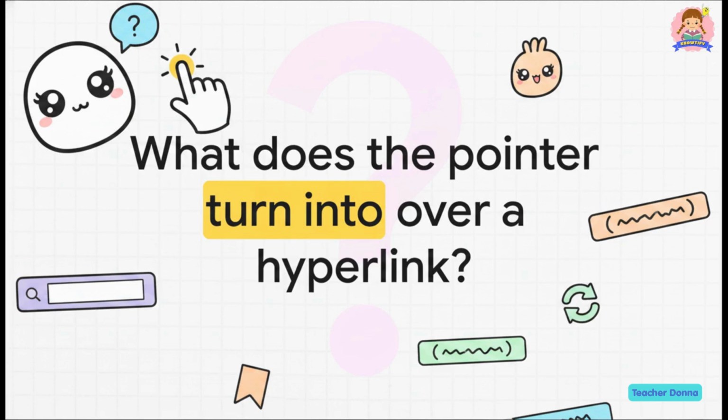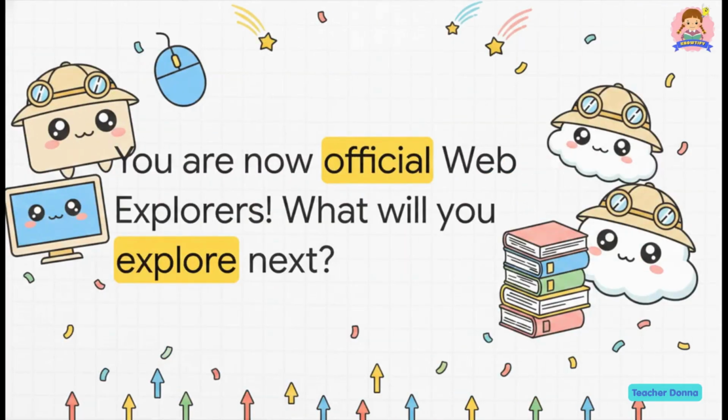That's absolutely right. The white arrow magically transforms into a little pointing hand icon, so you know exactly what is safe and ready to click. You have completely mastered the internet browser basics today. You know your address bar from your search bar, you know how to use your history, and you know exactly how to spot a hyperlink.